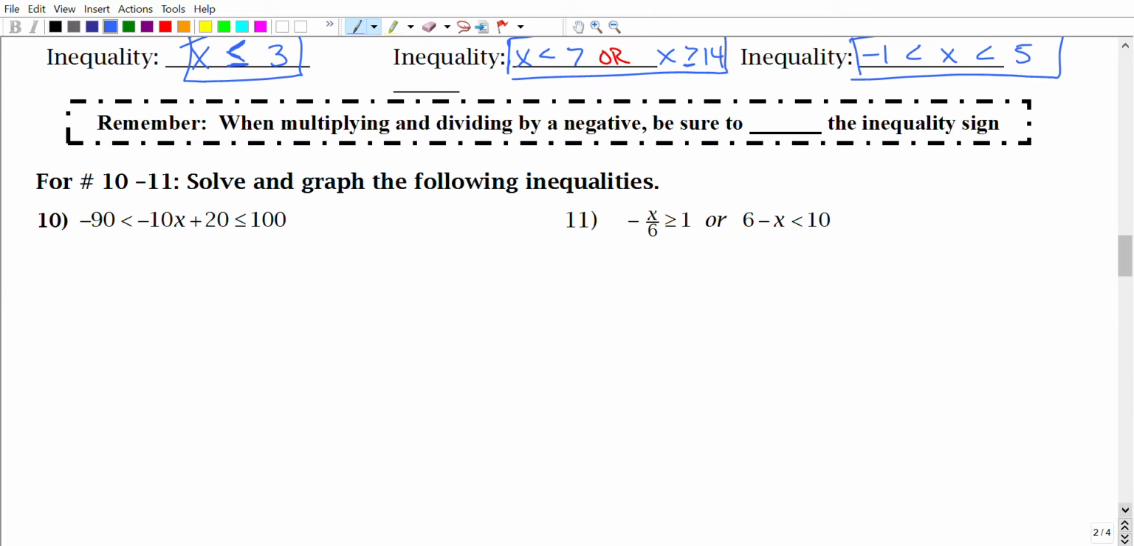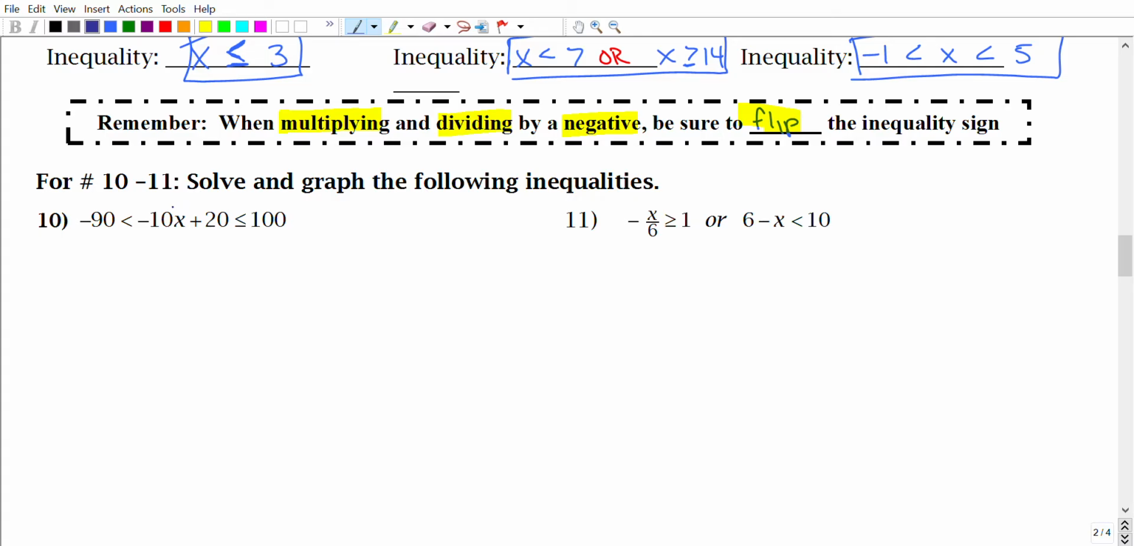Okay, now, these last few, we have a little reminder here. It says when multiplying and dividing by a negative number, be sure to flip the inequality sign. Okay, so don't forget that, guys. Whenever you multiply or divide by a negative number, you have to flip the inequality. All right, so let's go ahead and do problem number 10.